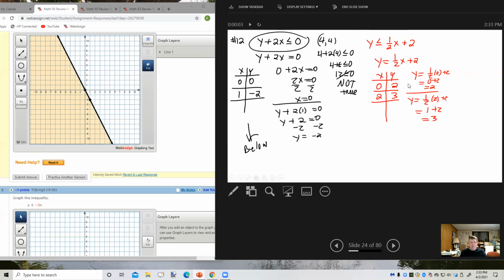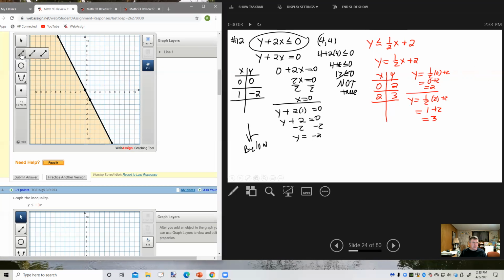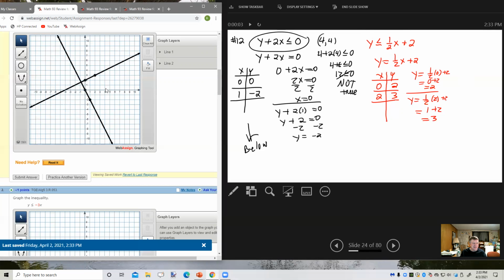Okay. So our second line, we're going to have 0, 2, and 2, 3. 0, 2, and 2, 3. Okay. And that is also solid because it includes equals. Let's see, can we use 4, 4 again? No, we can't, because 4, 4 is on the line, isn't it? How about if we use 8, 2? We'll use 8, comma 2. Okay.